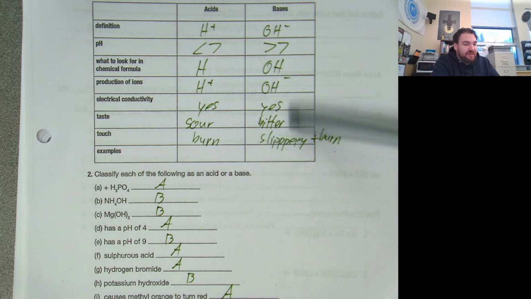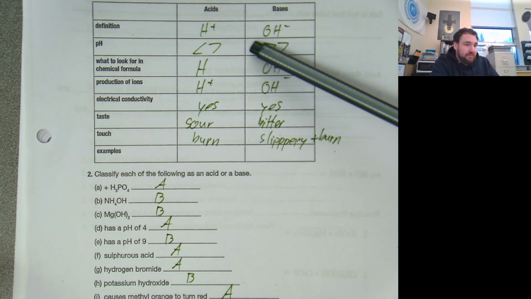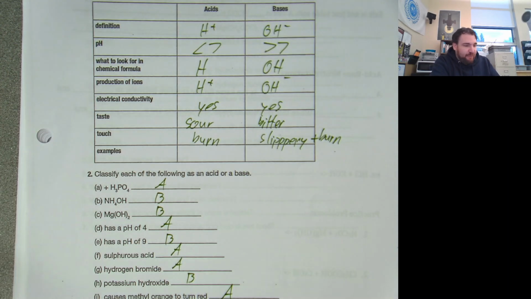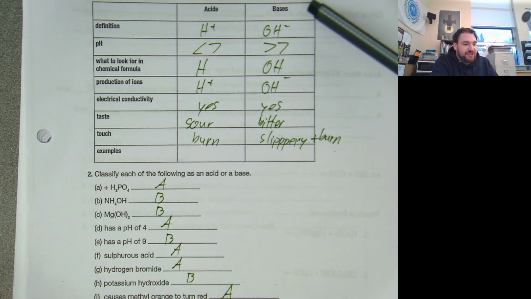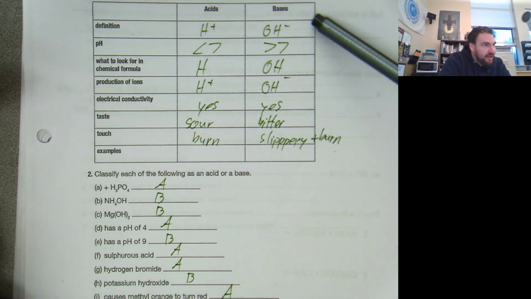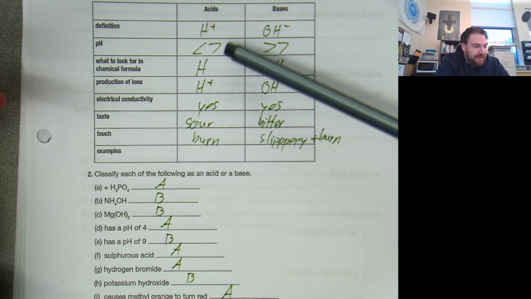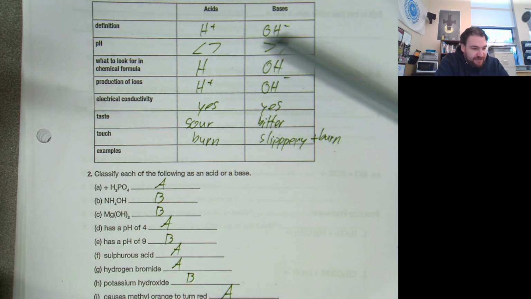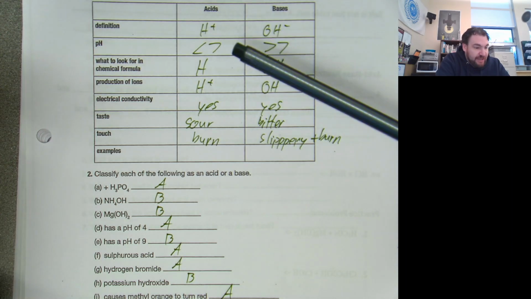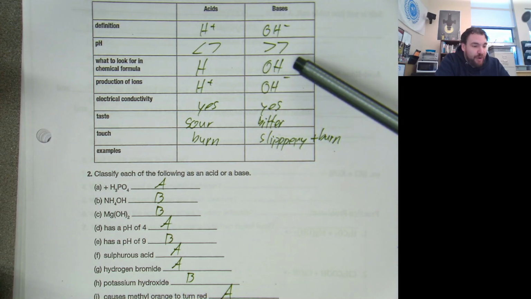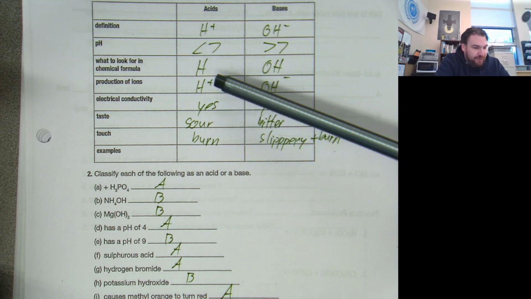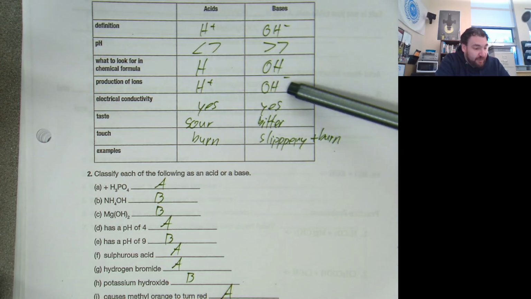This is just the table of acids and bases and their properties. The definition of an acid is a compound that produces hydrogen ions. The definition of a base is a compound that produces hydroxide ions in solution. The pH is going to be less than 7 for the acid and more than 7 for a base. In the formula, you're looking for hydrogen present in an acid, an OH present in a base. Production of ions is the same, H+ and OH-.